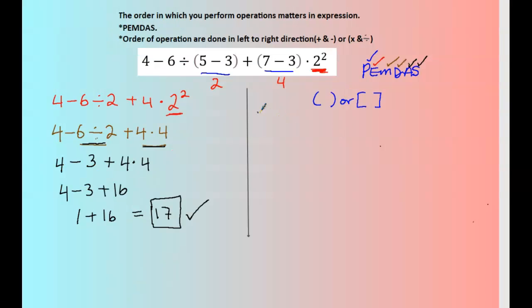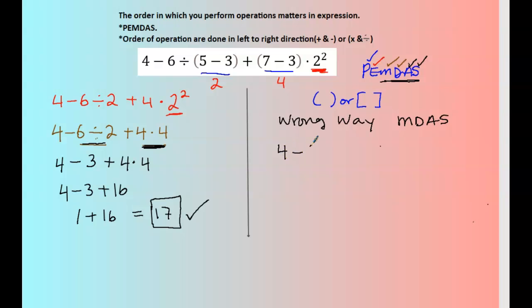And the 17 is the final right answer. So let's look at the wrong way that most of our students normally deviate to. The problem comes from here: the multiplication, division, addition, and subtraction. So if we go strictly by what our dear Auntie Sally is telling us, then here we have to do the multiplication first.